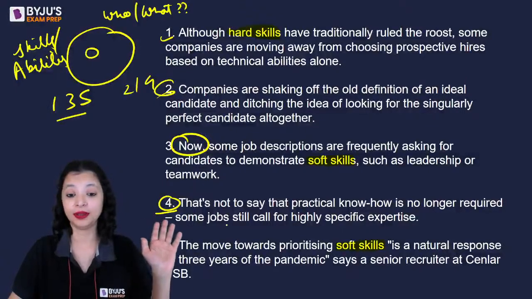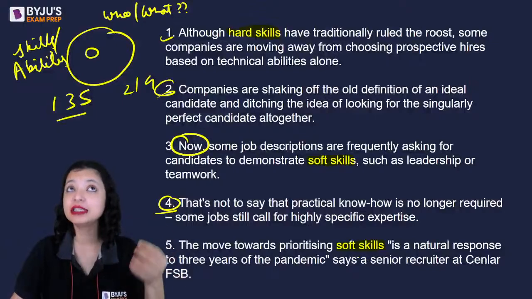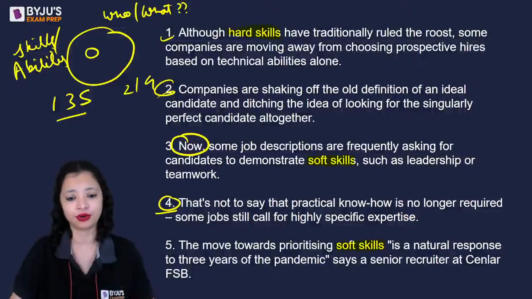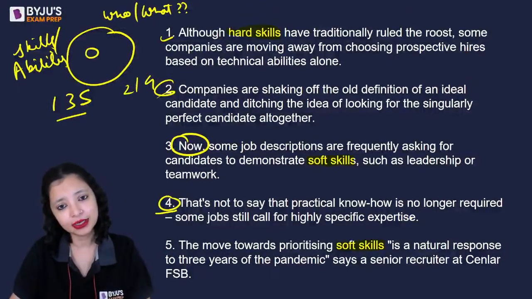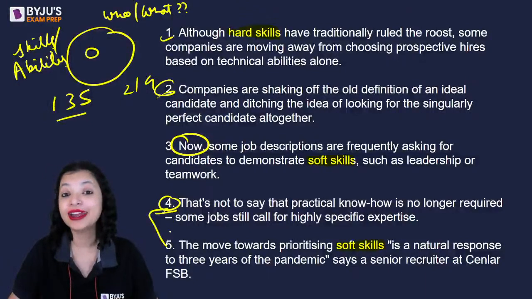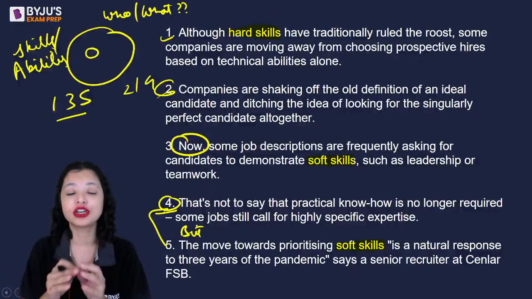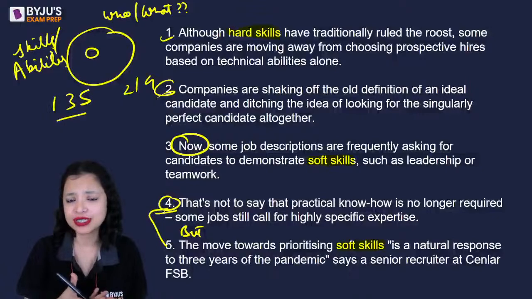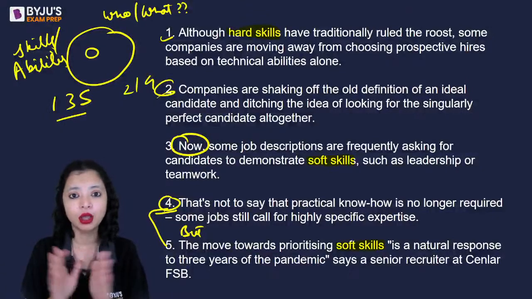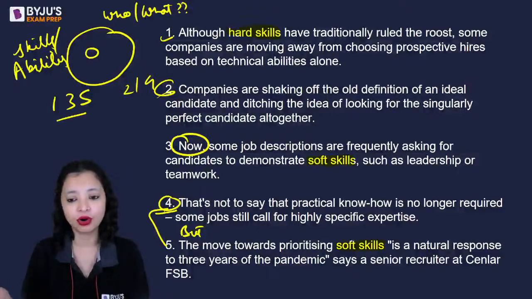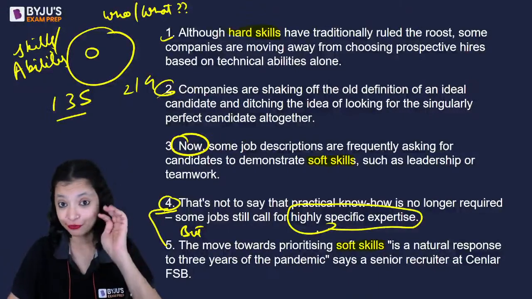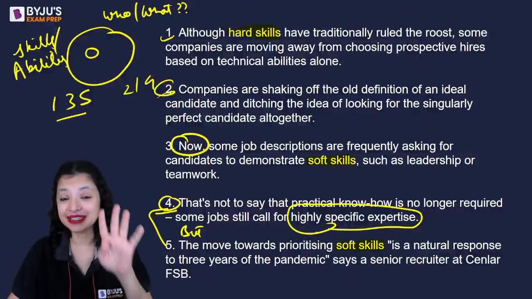It says that, okay, when I say we need soft skills because of the pandemic, that's not to say that practical know-how is not needed anymore. Practical know-how still is important. So basically 5 and 4 connect together with a hint of contradiction like but. 5th says we're prioritizing soft skills. It's obvious because we've just had a pandemic, 3-year-long pandemic, but that does not mean we don't need our hard skills anymore, right? Even this talks of skills and expertise. So we have 4 statements speaking of skills and abilities and expertise.